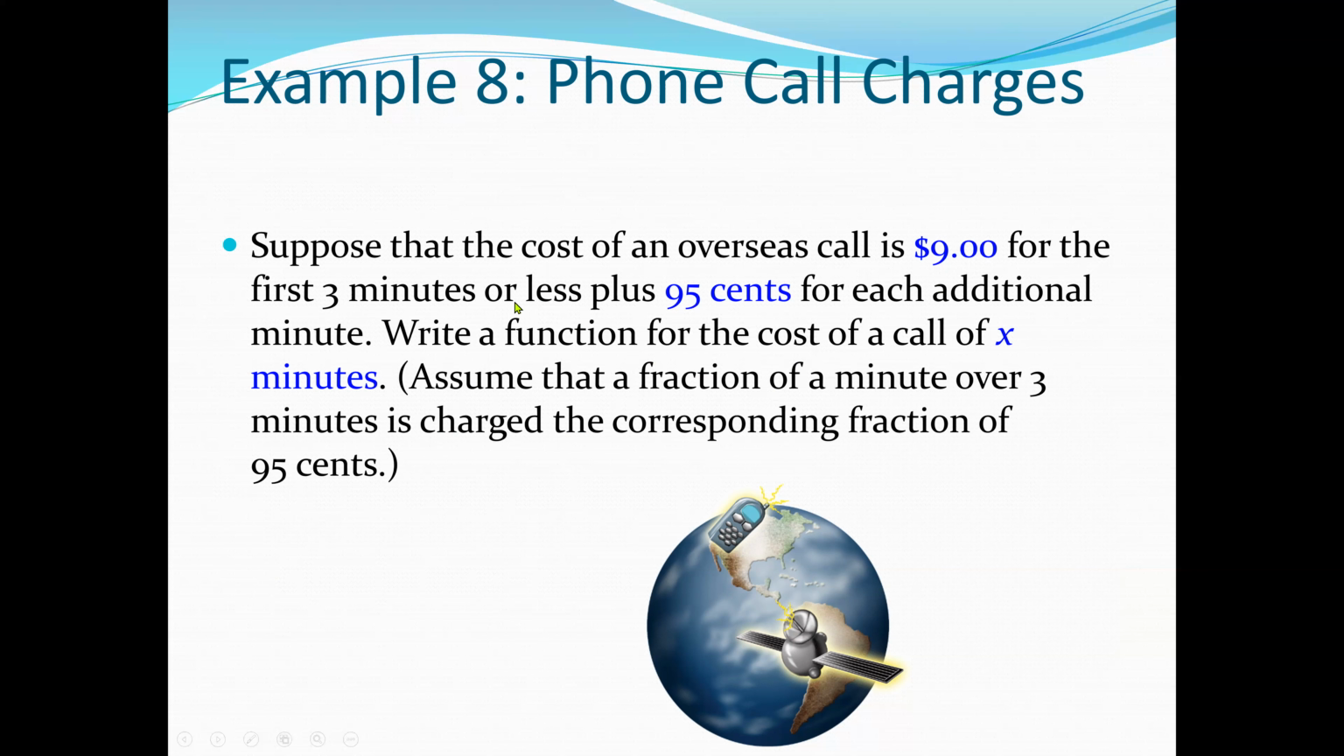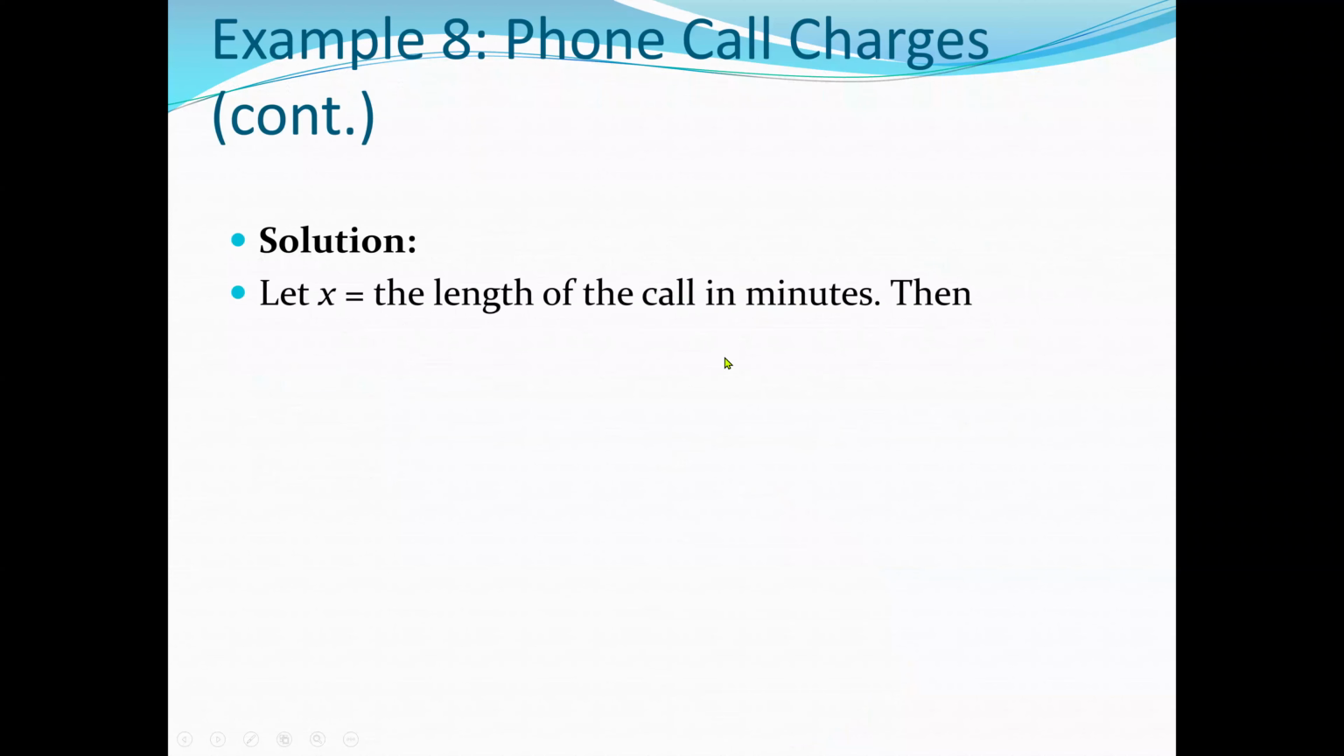Now the second option. So again, we pay $9 for the first 3 minutes or less. 1 second up to 3 minutes is $9. But if we make more time, it will be plus 95 cents for each additional minute. So write a function for the cost of calling X minutes, assuming that a fraction of a minute over 3 minutes is charged the corresponding fraction of 95 cents. So now we can see everything. $9 is the first 3 minutes or less, then 95 cents for additional minutes.